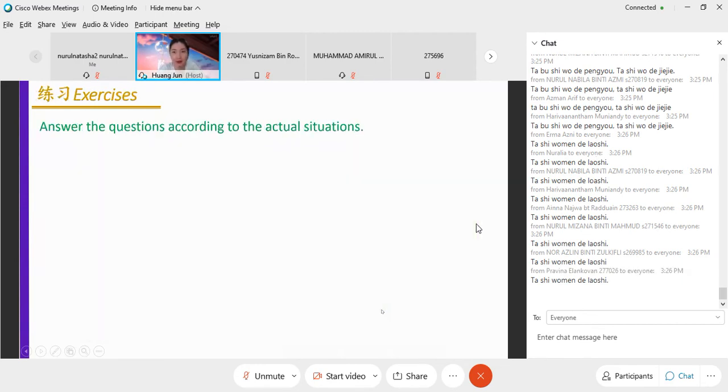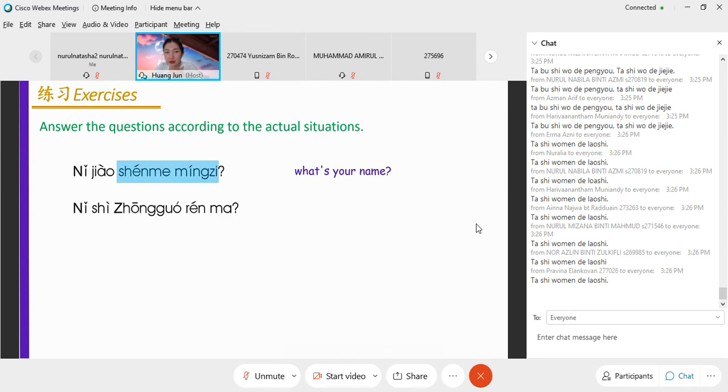Then we continue. We will do some Q&A here. The first one, 你叫什么名字? The question part is 什么名字. So that means you will put your answer here, changing 你 into 我. So 你叫什么名字 means what's your name? For example, when I answer, I can answer with 我叫 Nina.